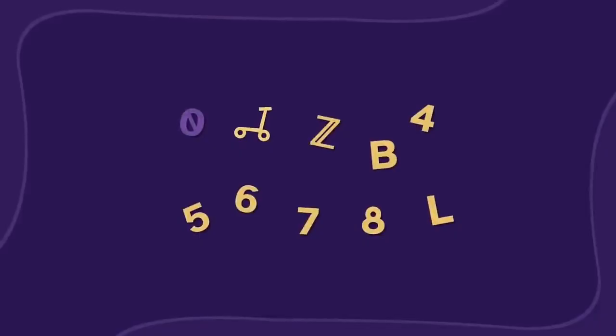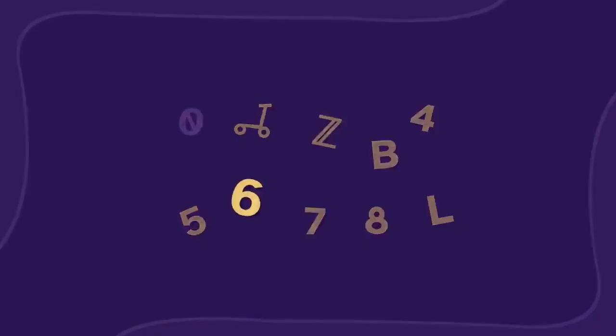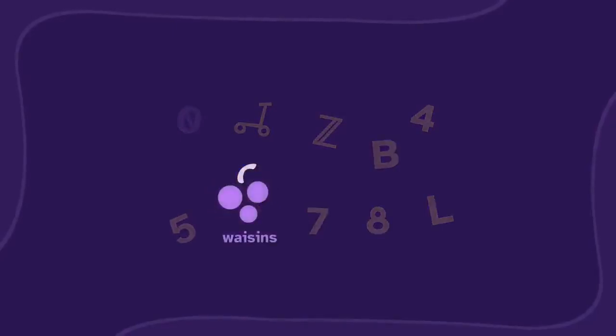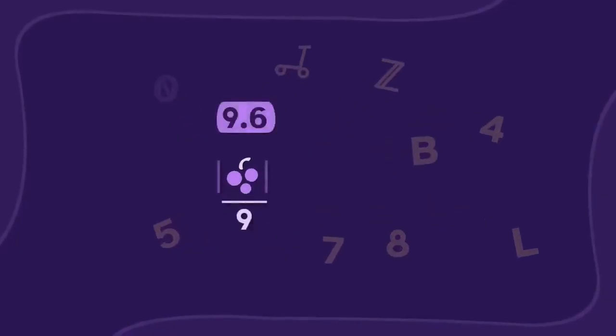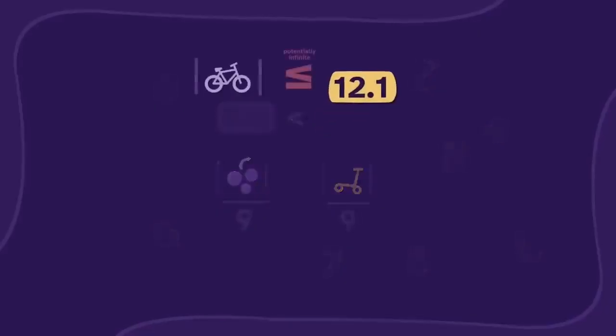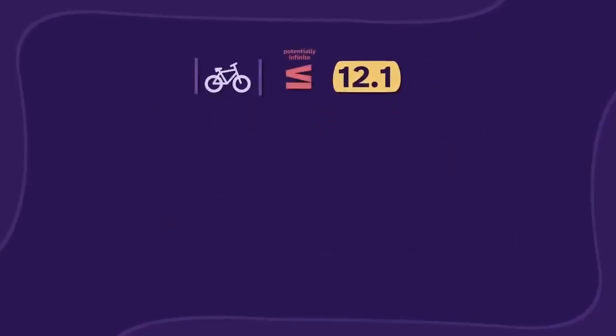And we can mess around with it even further. Let's replace 6 with 86. Squish them together and we get waisins. That's short for wet raisins. And let's notice that absolute waisins over 9 is less than abso-scooter over 9. So we have the same range for potentially infinite bicycles.